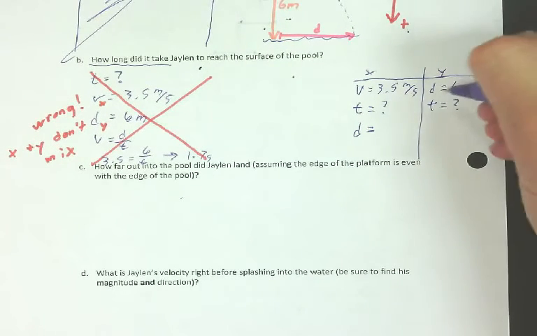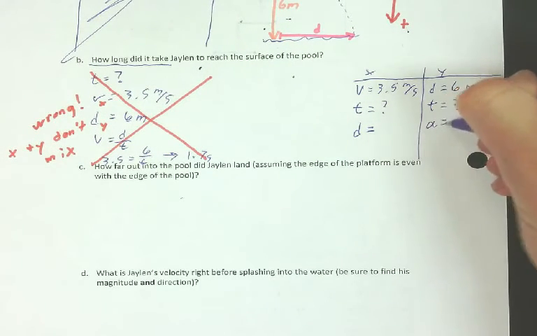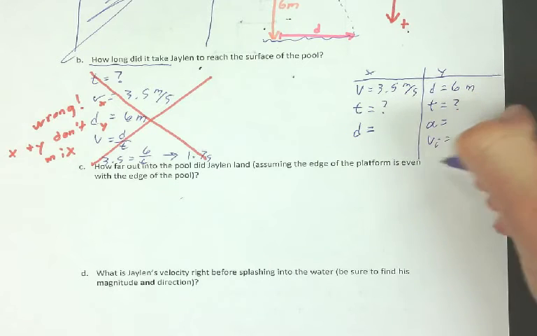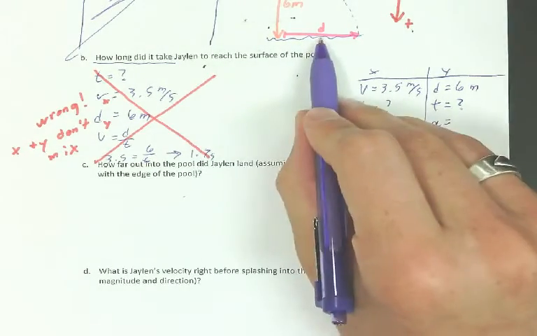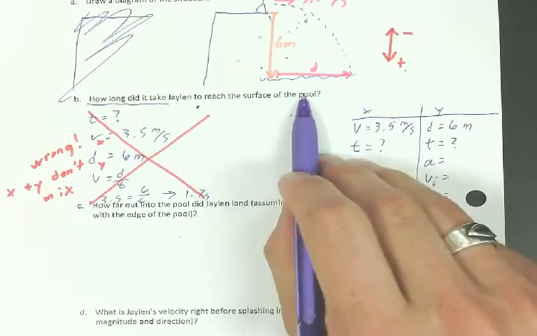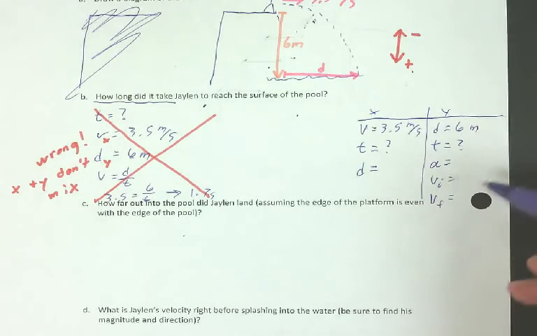In the y direction, we can have d, we can have t, we can have a, we can have vi, we can have vf. So there's not really anything else I can do in the x direction. I'm pretty much stuck there without knowing that d, and there's no way to figure it out easily. So I need to start thinking about the y direction. If I knew two of these three things, I could start solving.